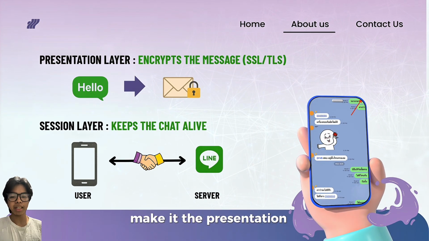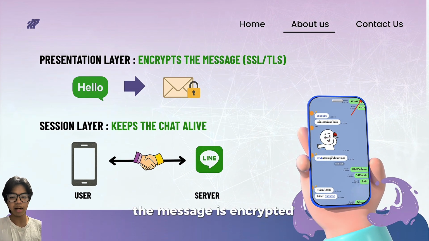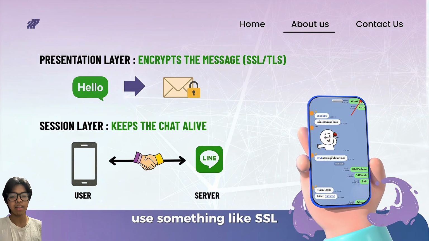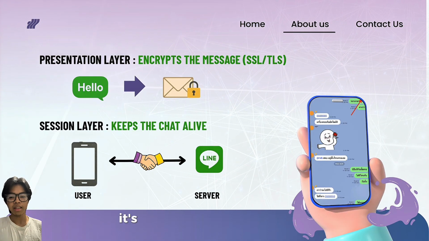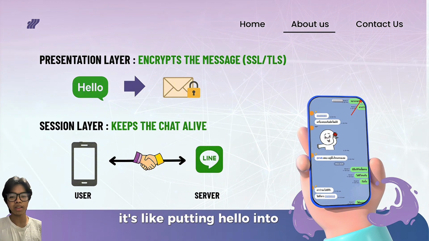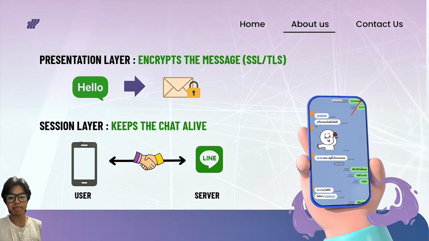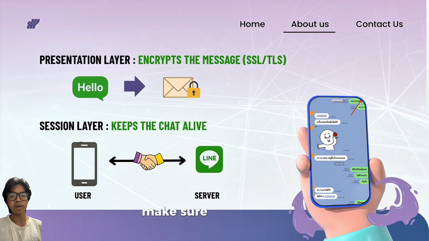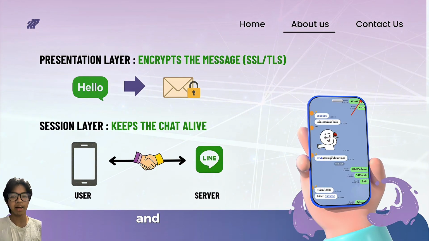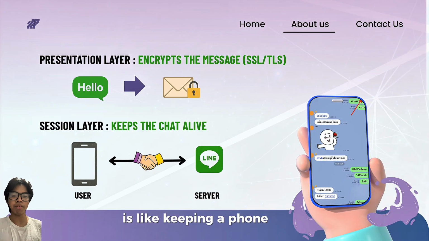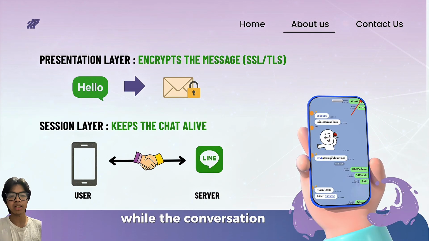Next is the presentation layer. The message is encrypted for security, using something like SSL or TLS. It's like putting hello into a locked envelope before sending it out. Now the session layer makes sure the connection between my phone and the Line server stays alive. It's like keeping a phone call open while the conversation continues.